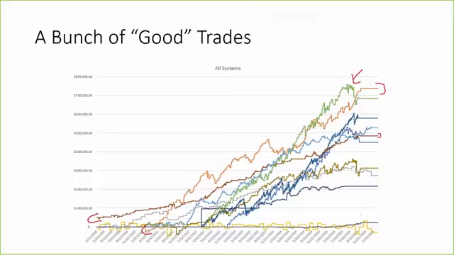And then there's a whole bunch of other stuff in here. This yellow one was selling a short call. So selling an out of the money call with a lot of time to expiration and then rolling it every month. That was pretty pointless.